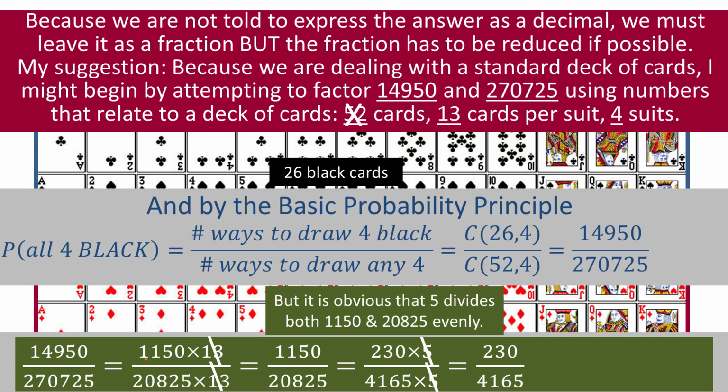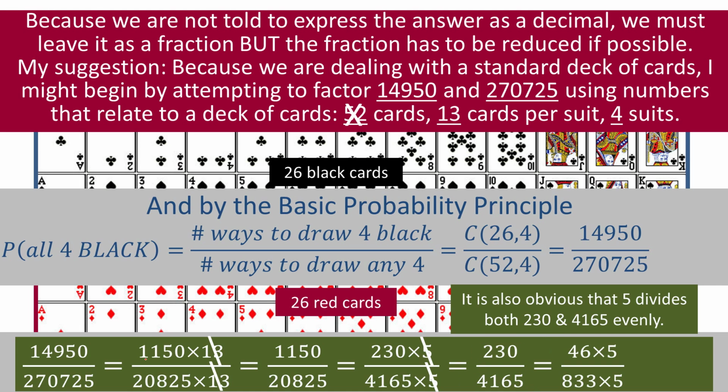What you might notice, though, is that 230 ends in a 0 and 4,165 ends in a 5, so that means they'll both divide by 5 again. So if I take 230 and divide by 5, I get 46, and if I take 4,165 and divide by 5, I get 833, so the 5s will divide out again. So at this point, I have 46 over 833.